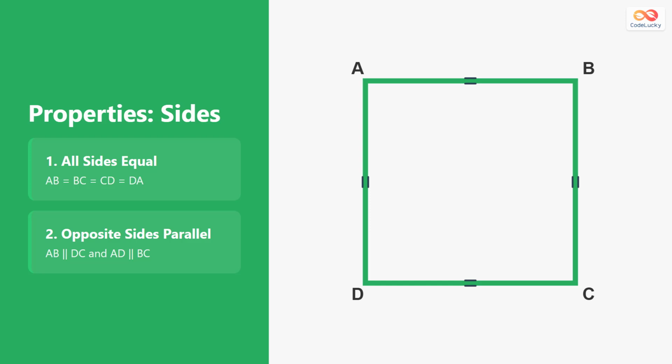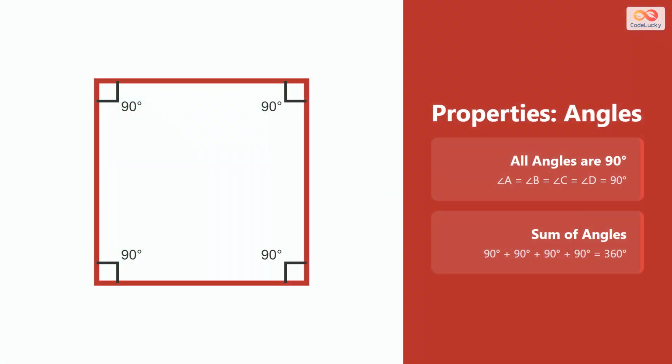Let us summarize the properties of the sides. In a square, all 4 sides are exactly the same length. Also, the opposite sides are always parallel, never touching each other no matter how far you extend them. Looking at the angles, every single corner of a square is a right angle, measuring exactly 90 degrees. If you add all 4 angles together, they sum up to 360 degrees.